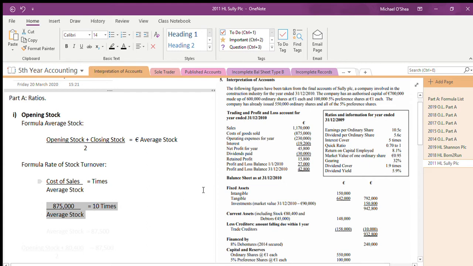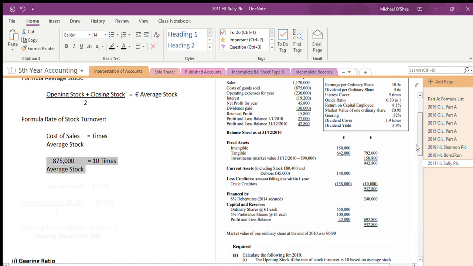875,000 equals a tenth of average stock, or average stock divided by 10. So my average stock, I multiply out here 10 times average stock. So one average stock is equal to 87,500. So I bring over average stock, multiply it here, then divide both sides by 10. Average stock is 87,500. I have average stock.